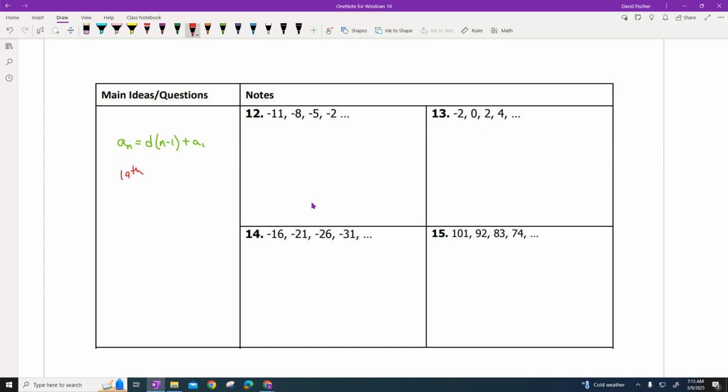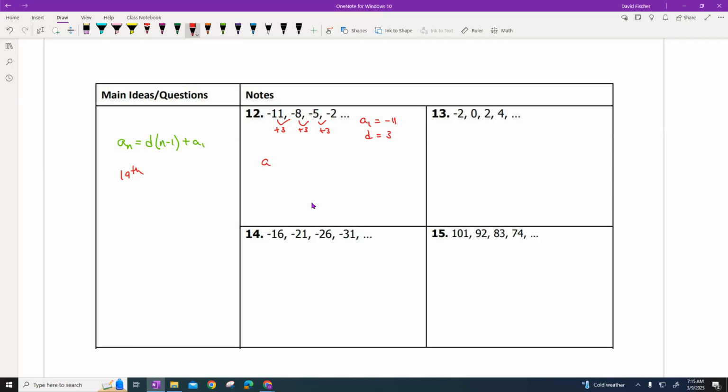All right, let's see what our d is. Got to find our d. So again, I'd take negative 8 minus negative 11, if you couldn't figure that out. I think I'm going up by 3s though. Yep, nice easy one. I'm going up by 3s. So my a sub 1 is negative 11. I like to write these over here. My d is 3, positive 3.